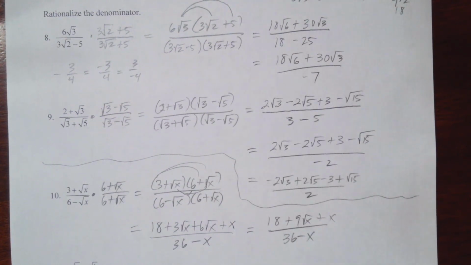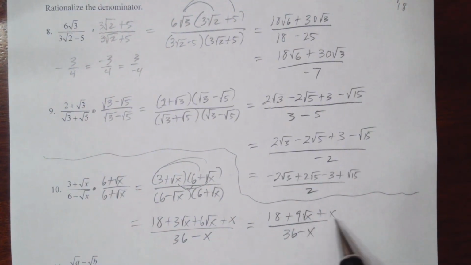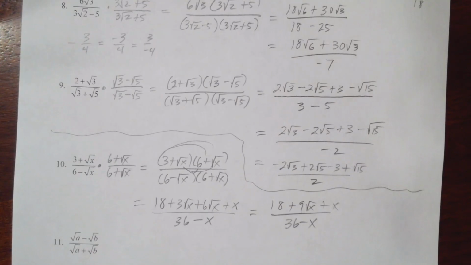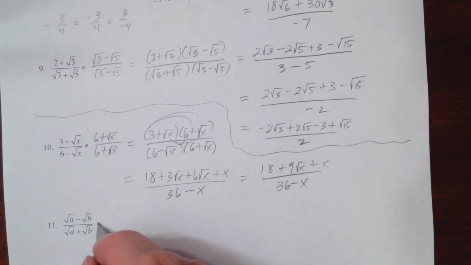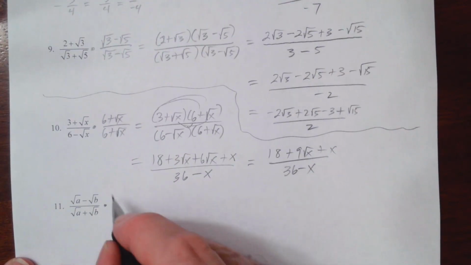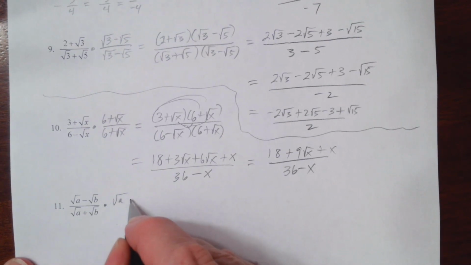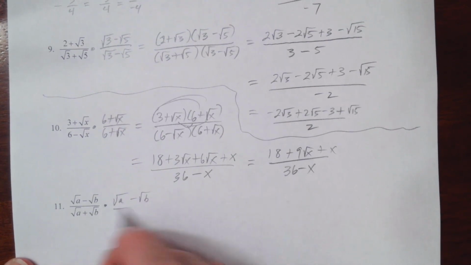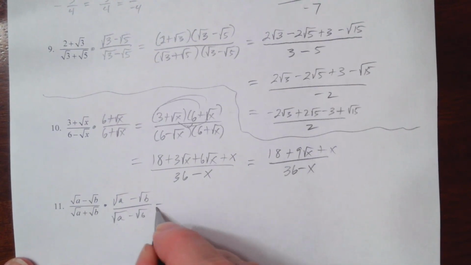And that's all we can do there. Notice this is a radical term, this is an x term, this is a constant. None of those are like terms. Same thing in the denominator. All right, we're down to our last one here. So here you should be multiplying by the square root of a minus the square root of b in the denominator and in the numerator.